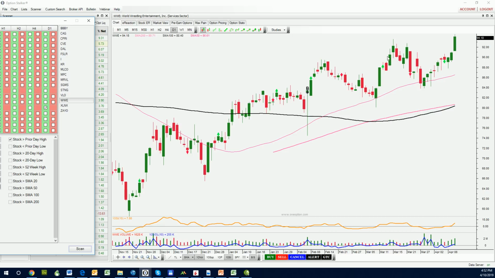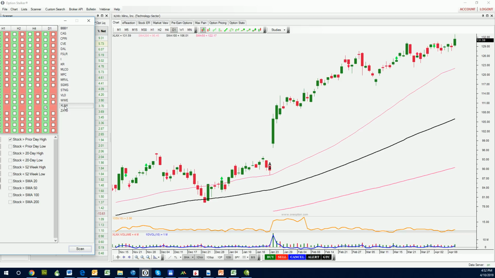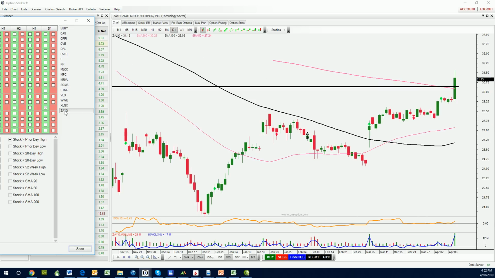WWE, choppy, breakout, not bad, long-term uptrend, not my favorite. I don't like these choppy moves. Nice, tight, predictable price action. And I don't want anything that's too far out of the gate. I want it where it's just starting to make its move through, like Xilinx. ZAYO. That's another nice one.